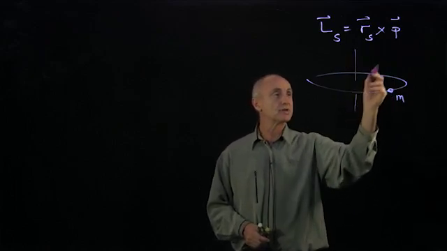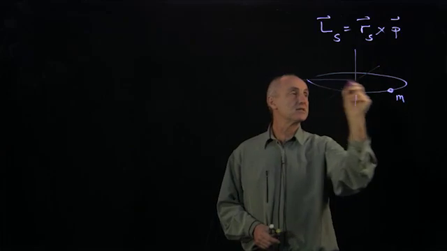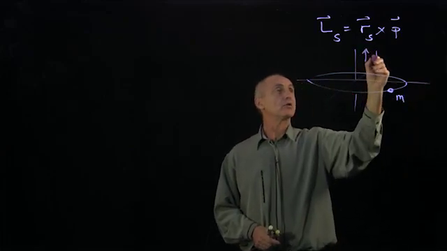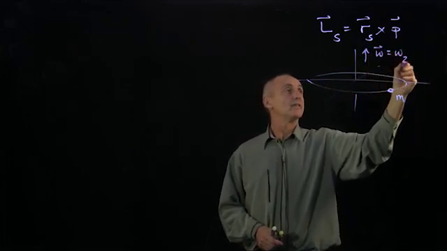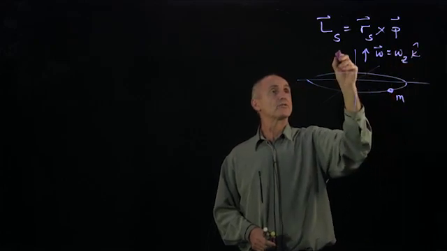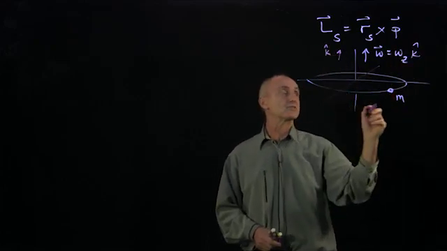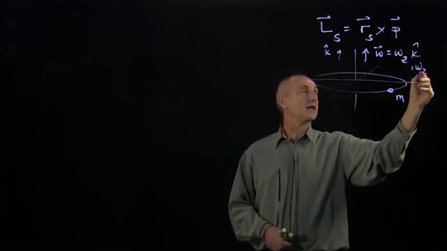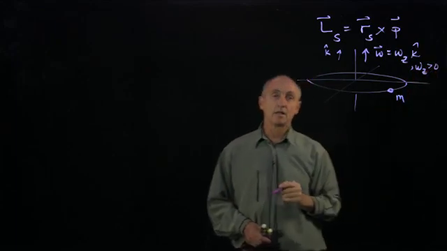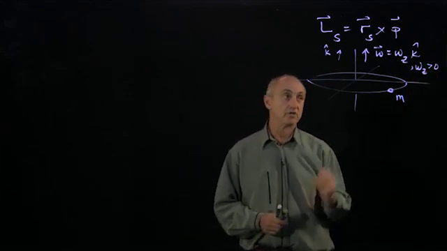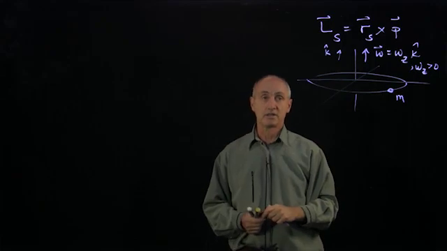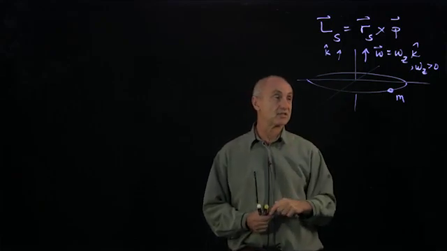And let's choose some axes. Our particle, we denote that it's rotating about the vertical axis. I'm going to call that axis k hat, and I'll make omega z positive. So it's rotating about the k axis, the z axis.